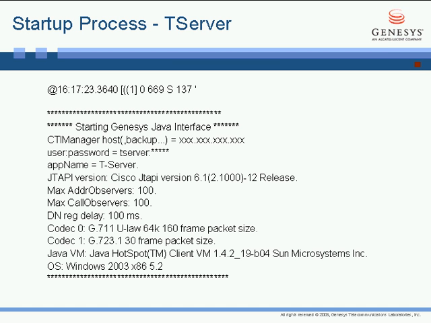Finally, 3 more pieces of information are displayed which may be useful for the troubleshooting process. These are the JTAP version, listed here as 6.1-12. The Java version, here listed as 1.4.2 release 19, as well as the host operating system, in this case Windows 2003 on a 32-bit platform.